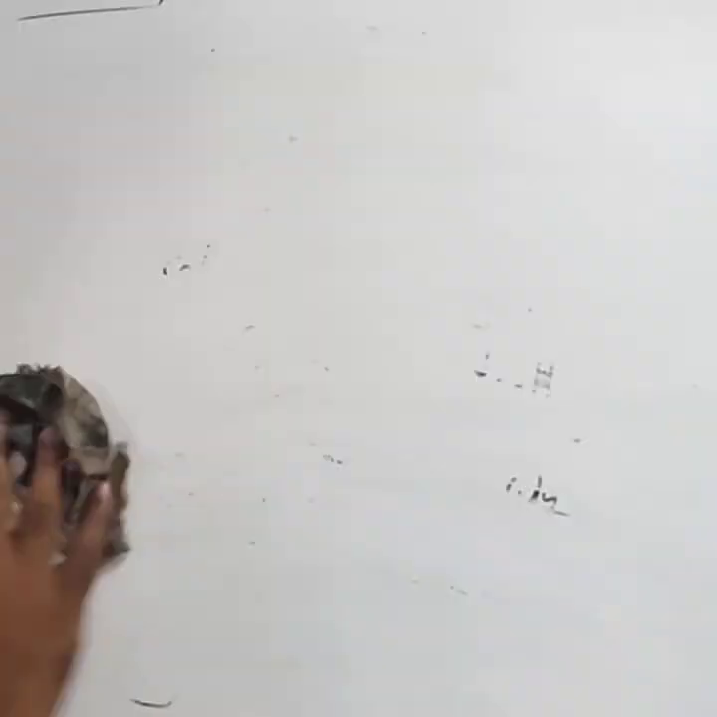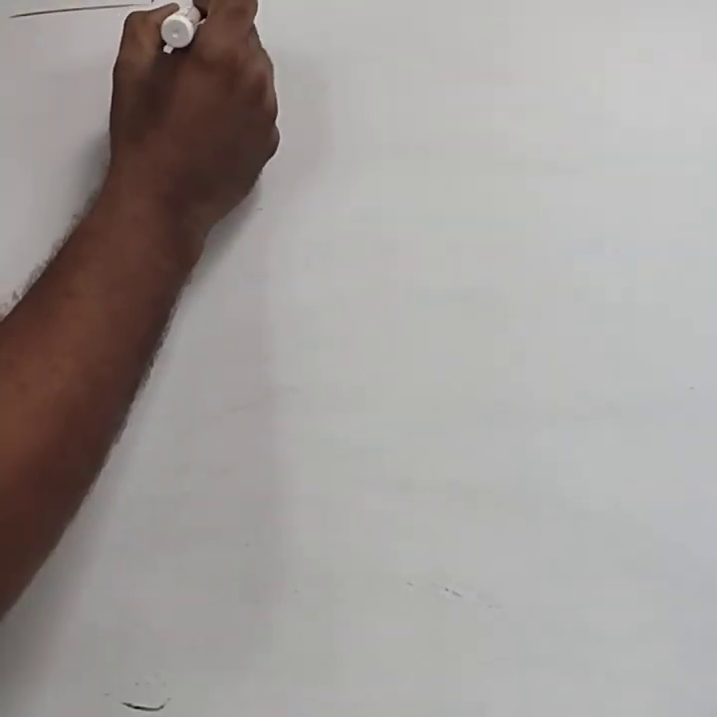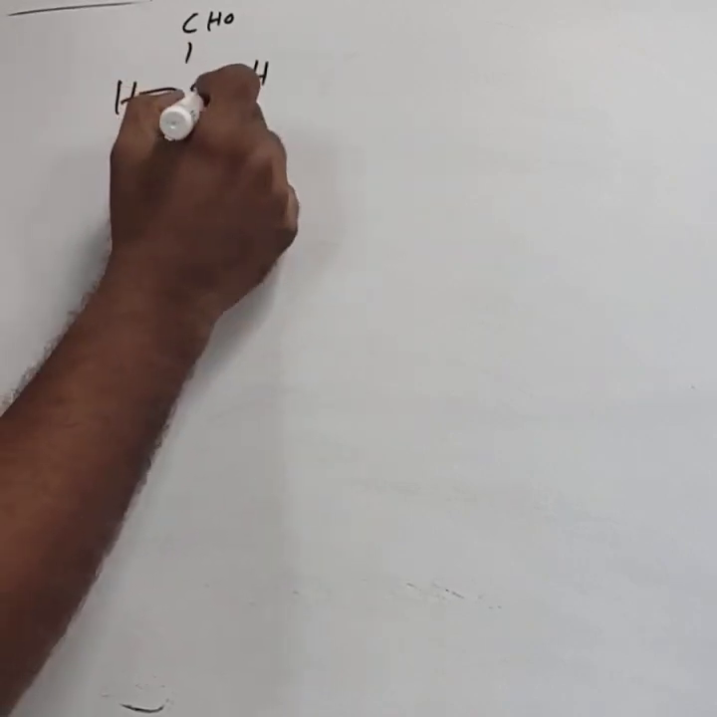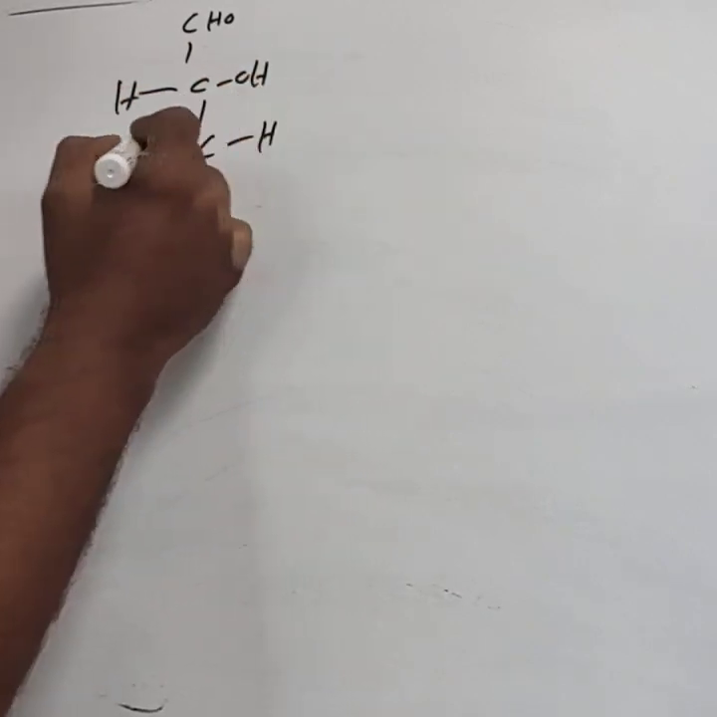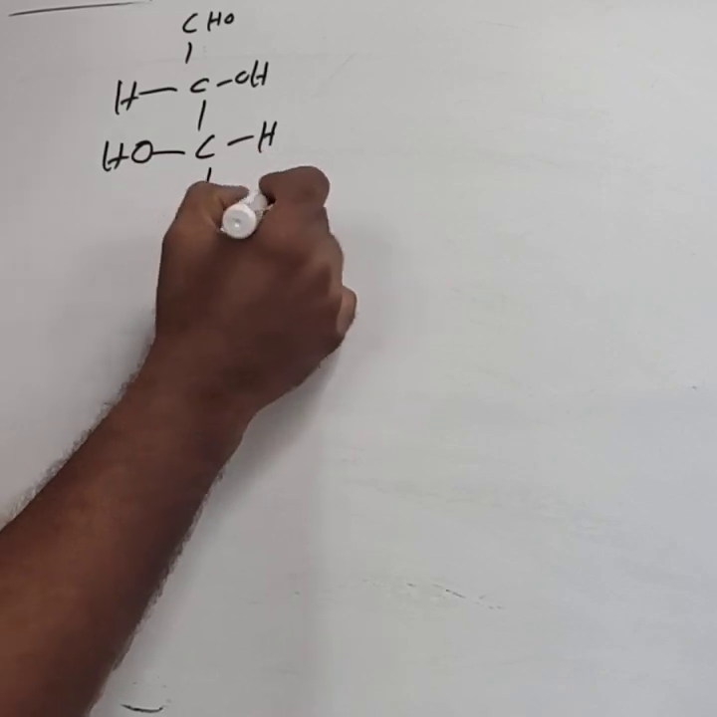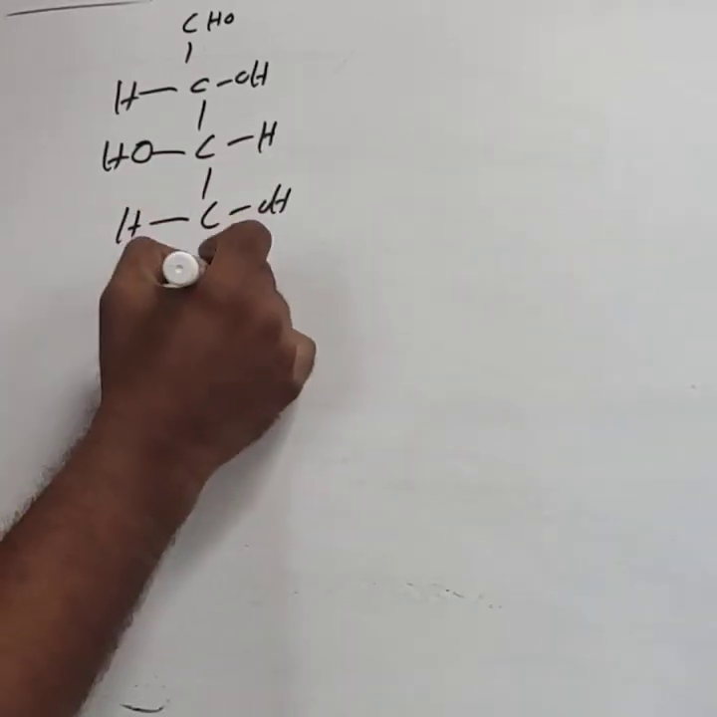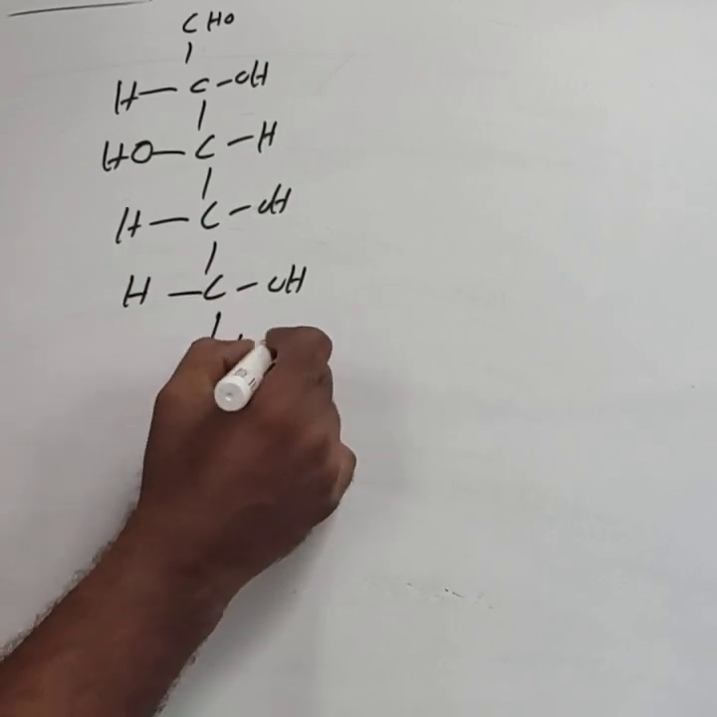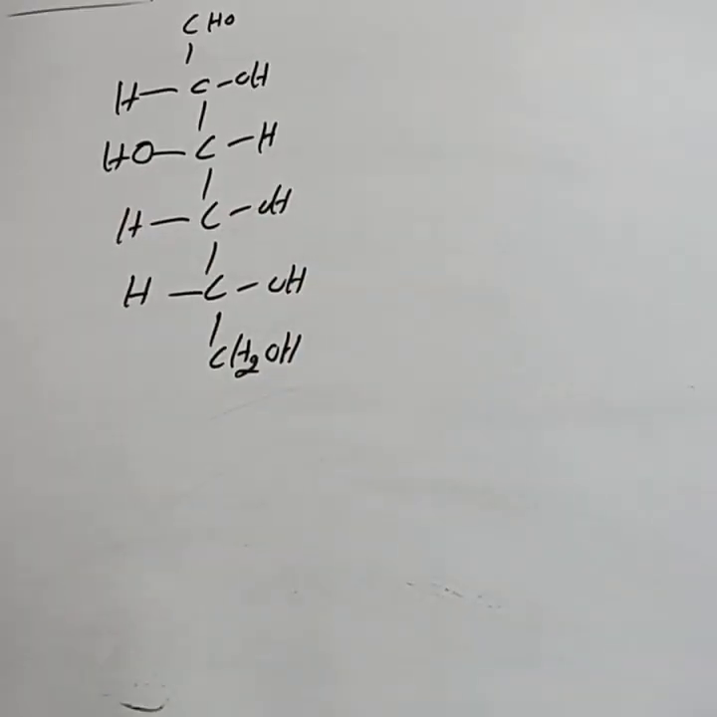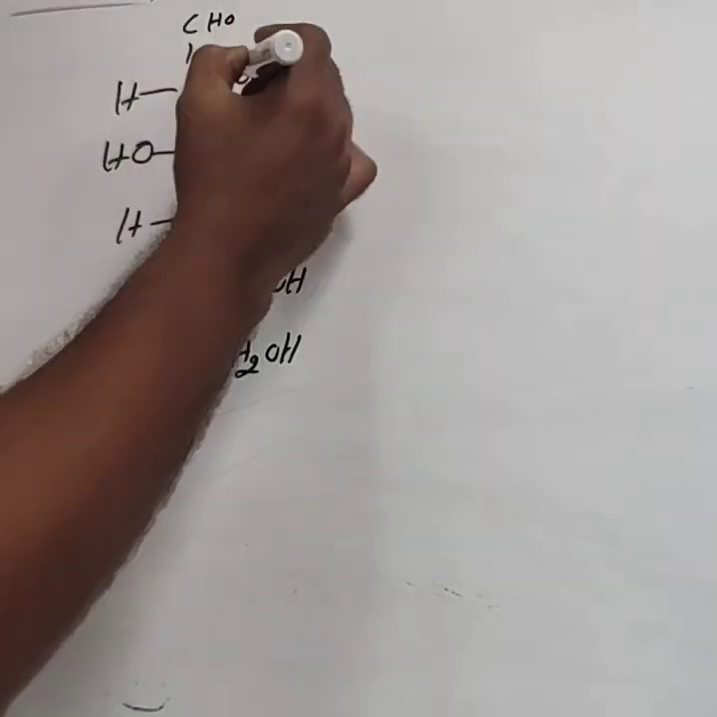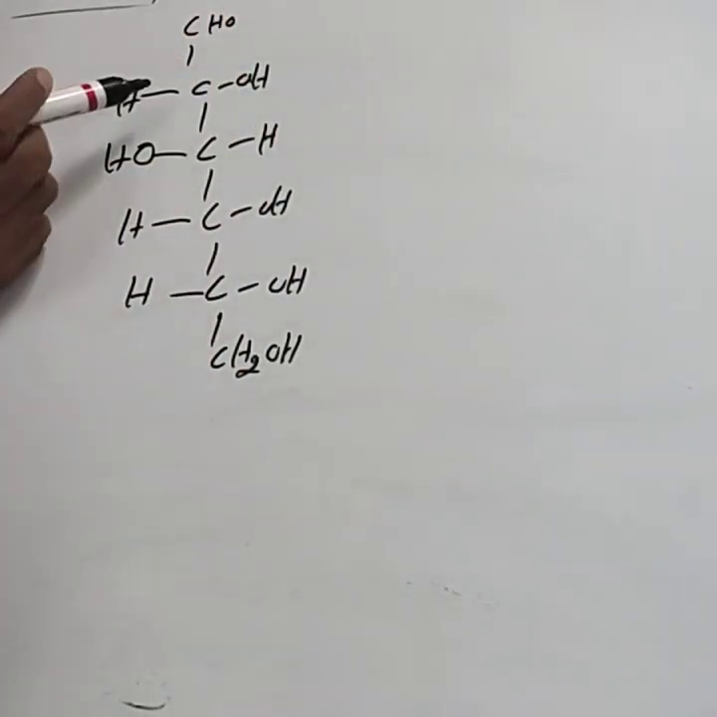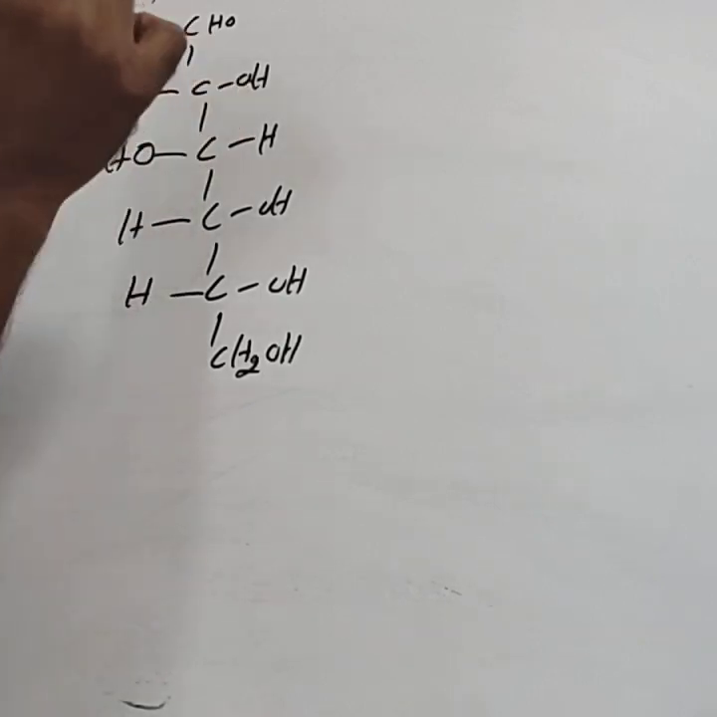Here, glyceraldehyde has only one asymmetric carbon. You take a glucose molecule: CHO, COH, H, CHOH, COH, COH, CH2OH. This is the glucose. How many asymmetric carbons does it have? The first carbon atom is not asymmetric. You take the second one.